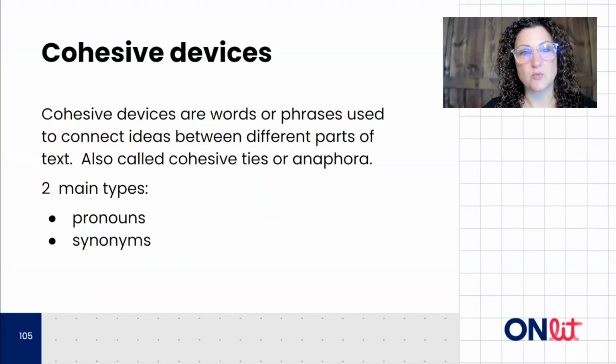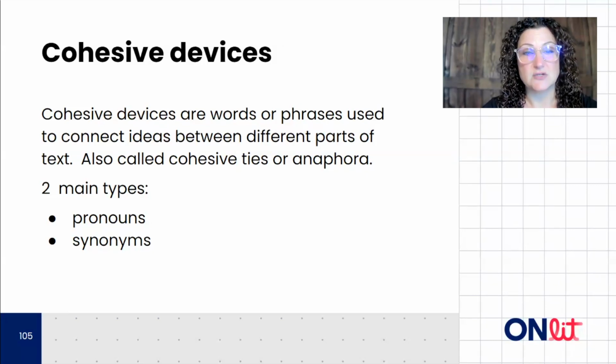Cohesive devices are words or phrases used to connect ideas between different parts of a text. They are also sometimes called cohesive ties or anaphora. There are two main types, pronouns and synonyms. As proficient readers, we may take for granted that these ties may not be obvious to students.